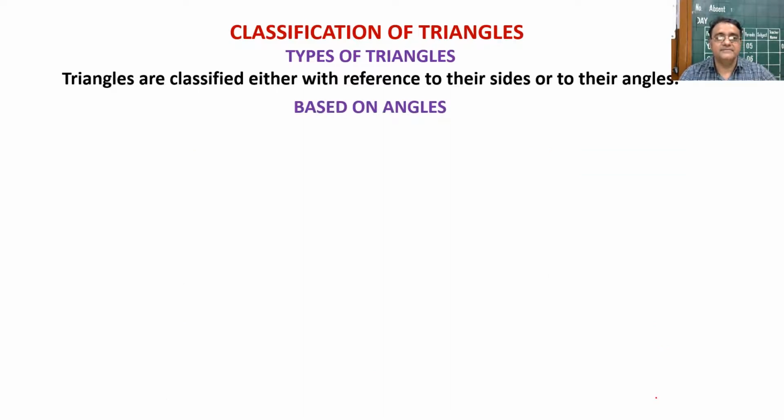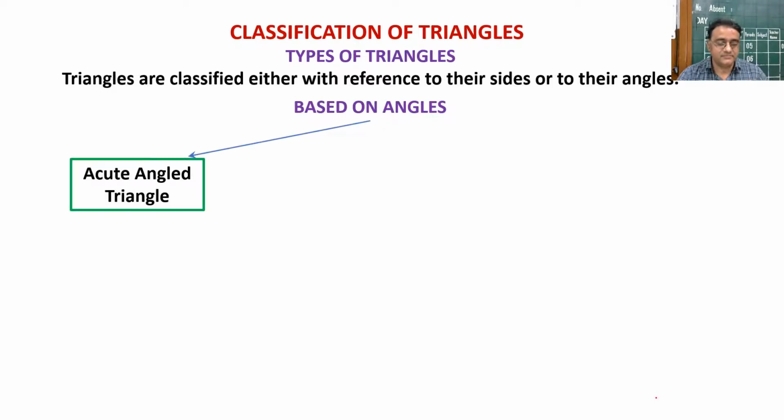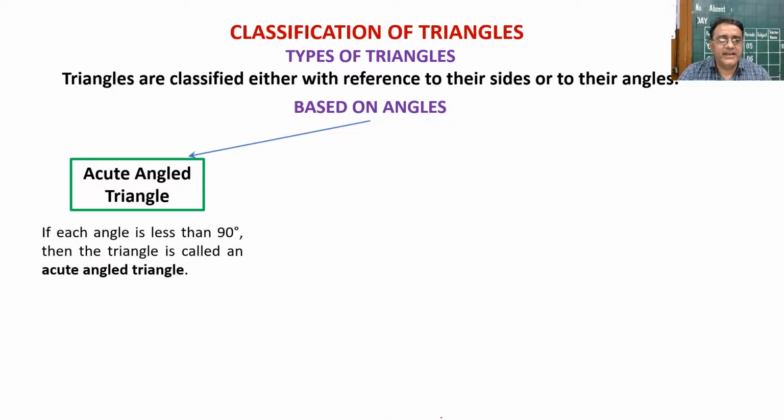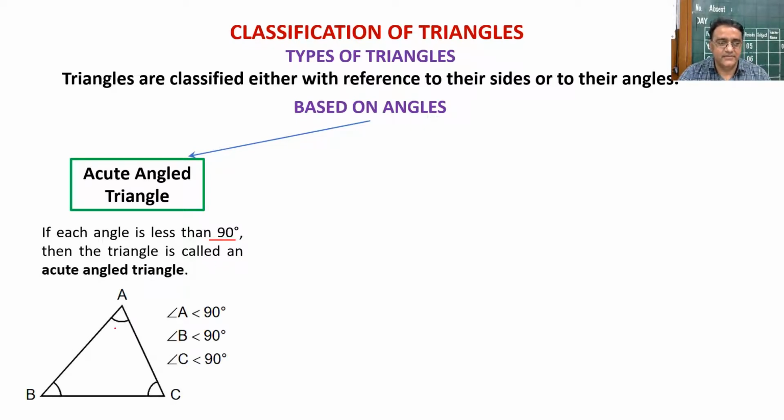So first type is an acute angled triangle. Acute angled triangle is a triangle in which all the interior angles are acute angles. If each angle is less than 90 degree, less than 90 degree means acute angle, then the triangle is called acute angled triangle. See this figure. Here angle A is less than 90, angle B is less than 90, and angle C is also less than 90. So this is an example of acute angled triangle.